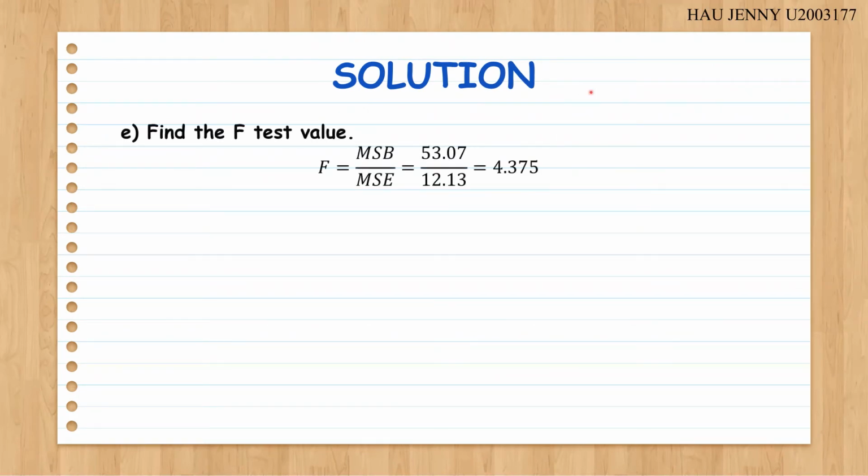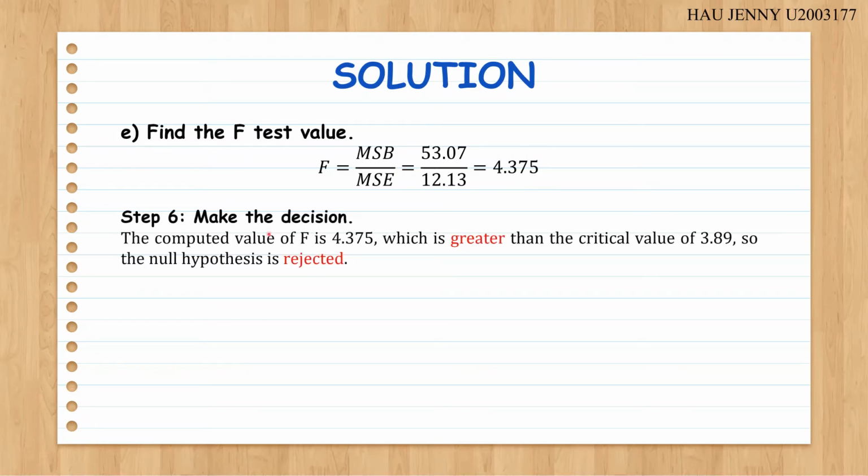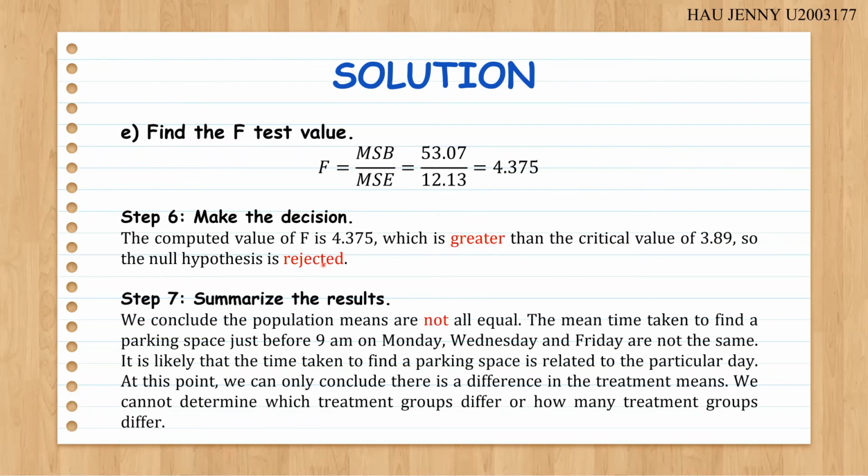Next, find the F-test value. The F-test value is MSB divided by MSE equals 53.07 divided by 12.13 equals 4.375. After that, make a decision. The computed value of F is 4.375, which is greater than the critical value of 3.89, so the null hypothesis is rejected. Coming to the last step, summarize the results.